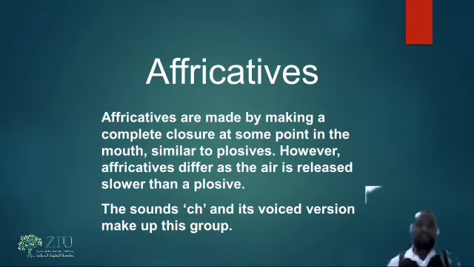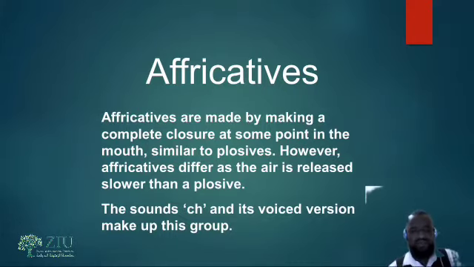So affricatives are made by making a complete closure at some point in the mouth, and they are similar to plosives. However, affricatives differ in the air release. The difference between plosives and affricatives is very important: the release of air is slower than in plosives, which are stronger. The sound ch and its voiced version make up this group.